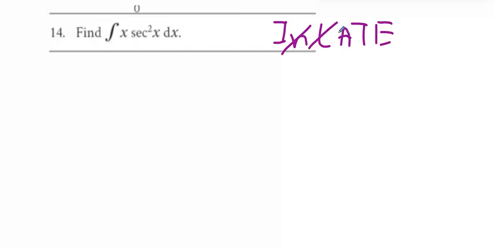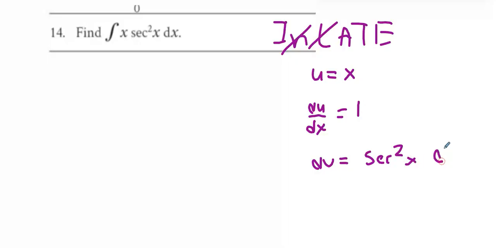Right, A. So we're saying u is x, aren't we? And what are we saying about the du dx then? Yeah, so du dx is 1. Now, what do we do then? We go to v is what? Secant squared x dx, okay?